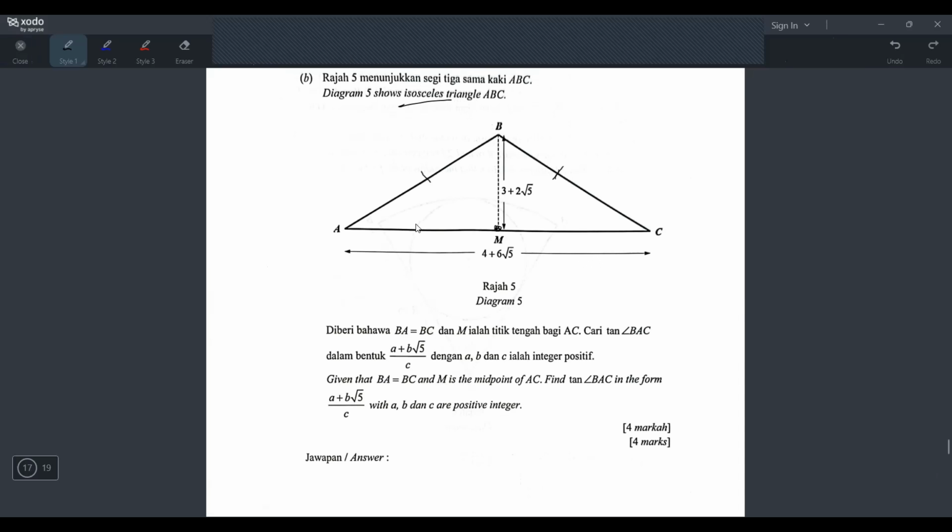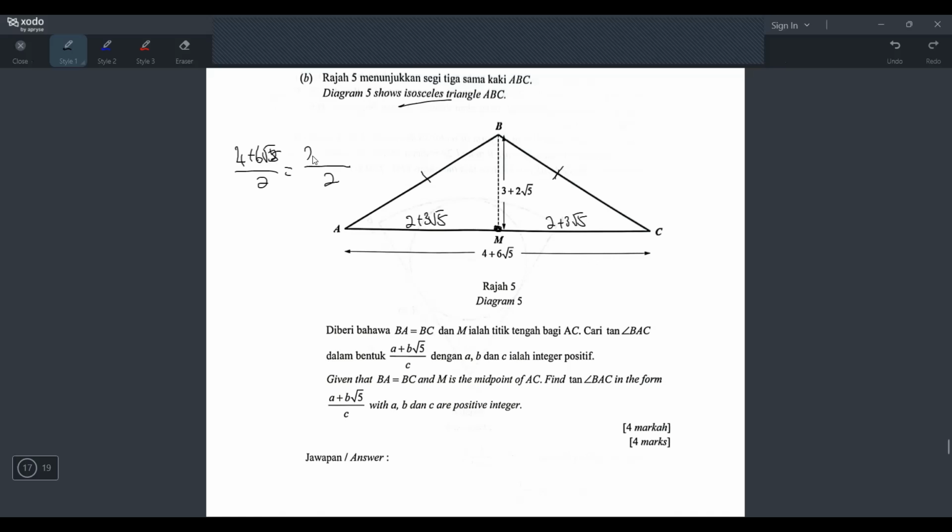So can I find the half of this? Yes, right. Just take 4 plus 6 square root 5 divide 2. You will get 2 plus 3 square root 5. This one also 2 plus 3 square root 5. Okay, let me show the working here. You will take 4 plus 6 square root 5 divide 2, right? Divide 2. But you cannot cut first because if in the middle there is a plus, you cannot cut. You can only cut when it's a times relation.